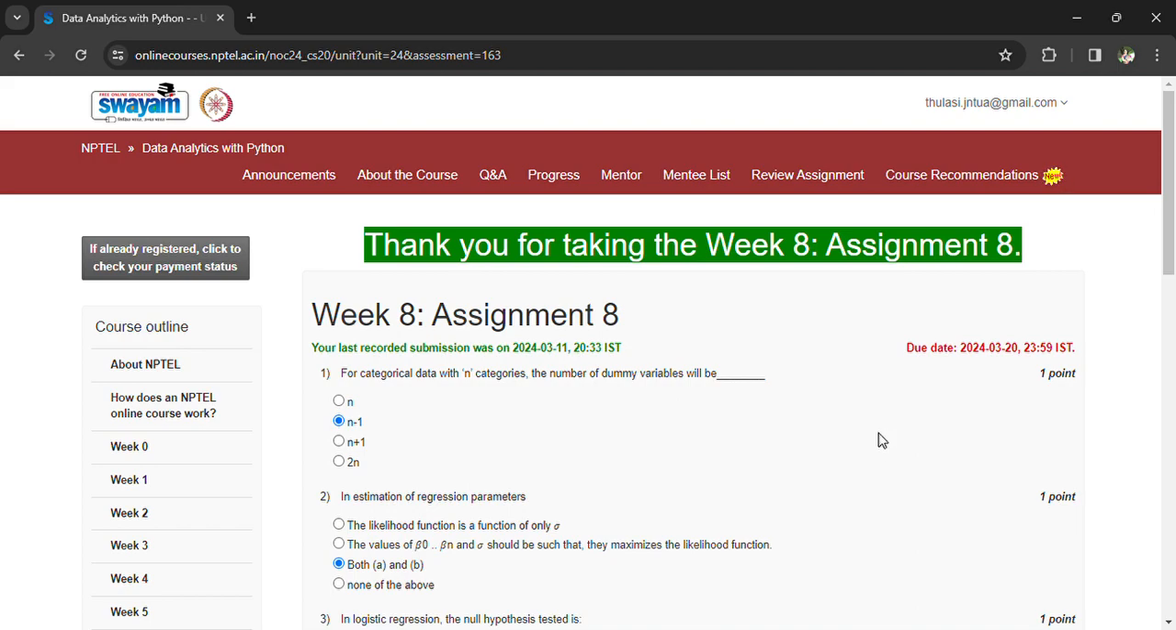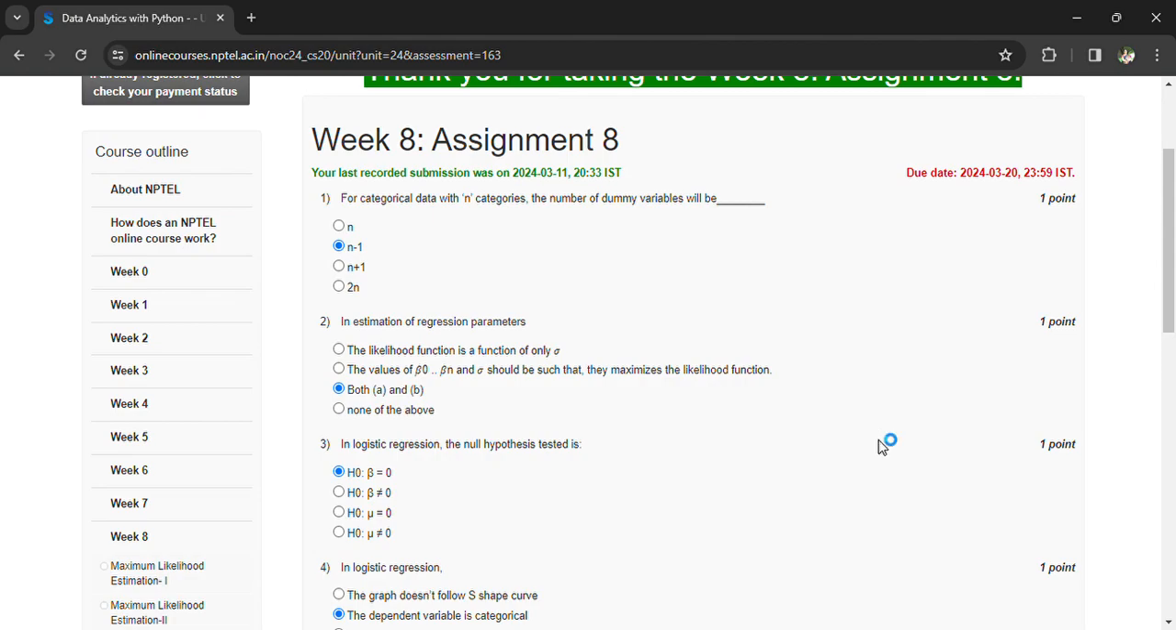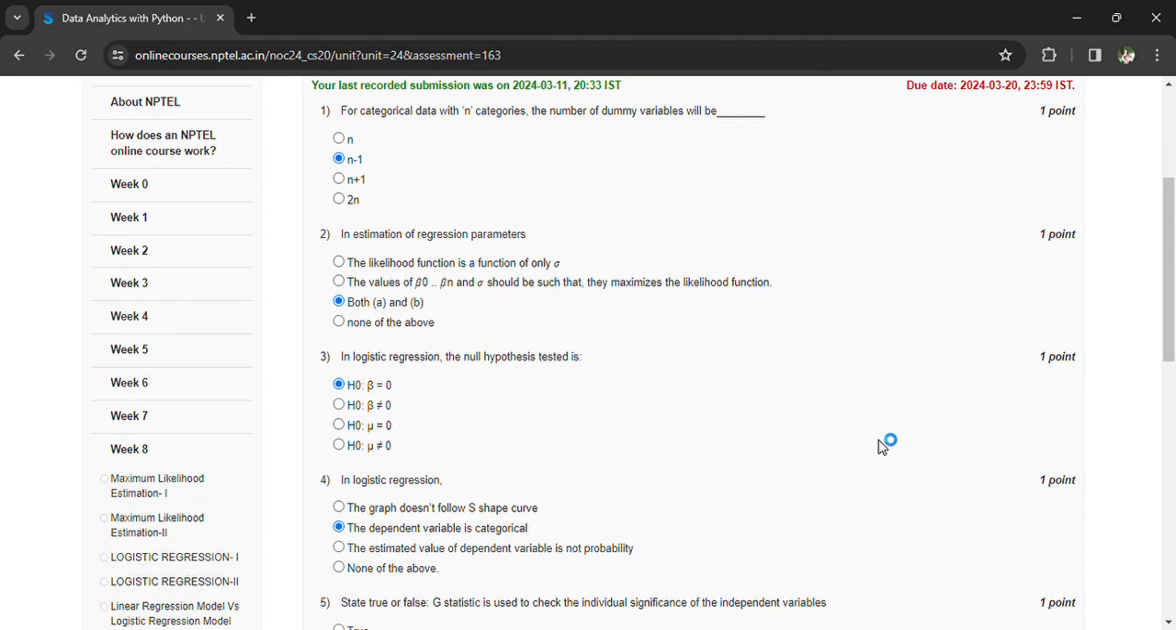Coming to the questions one by one. For categorical data with n categories, the number of dummy variables will be n minus 1. In estimation of regression parameters, the option is both A and B. In logistic regression, the null hypothesis tested is H0: beta is equal to 0. In logistic regression, the dependent variable is categorical.